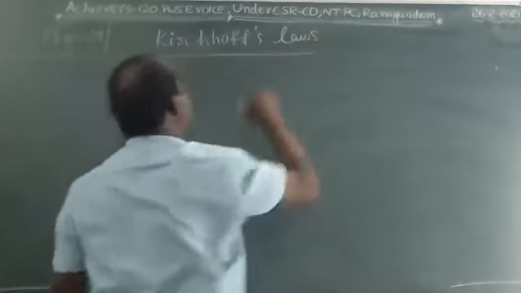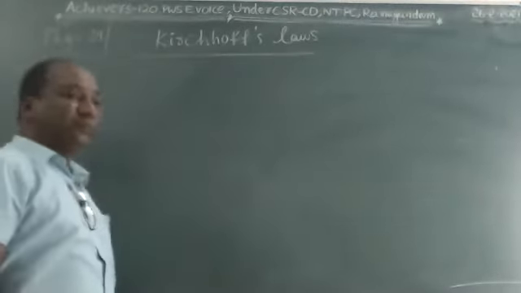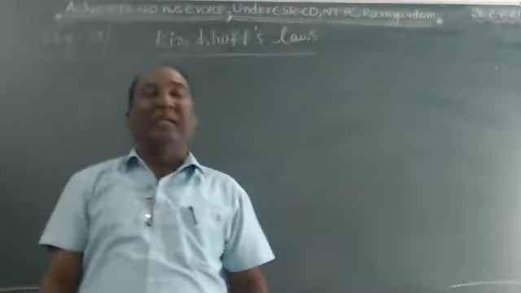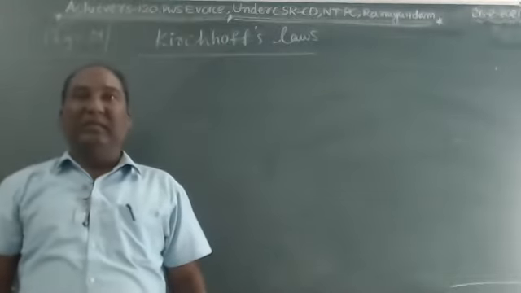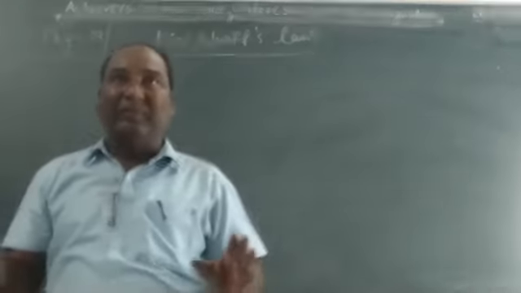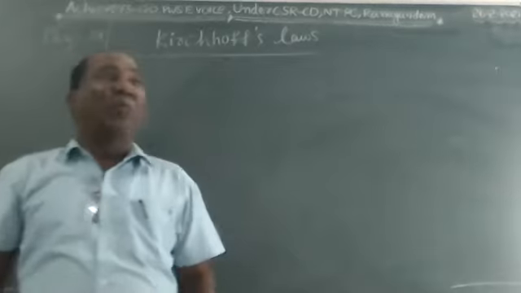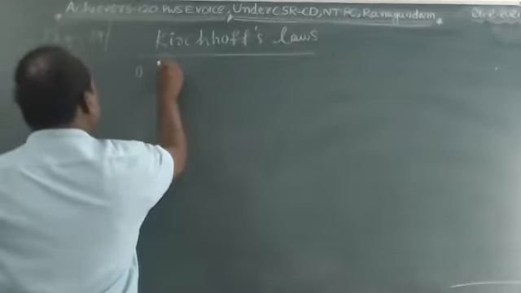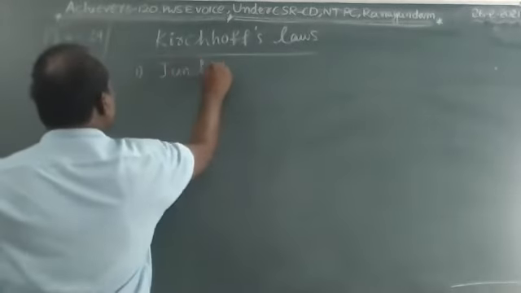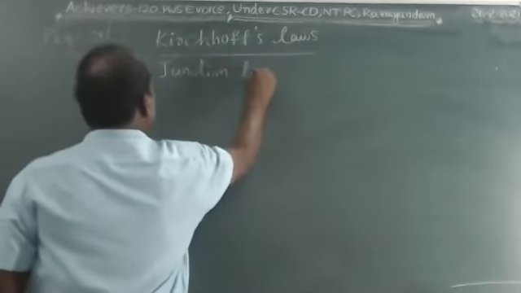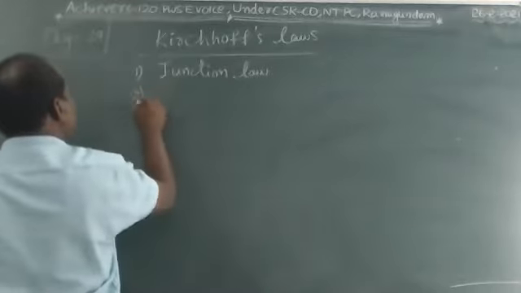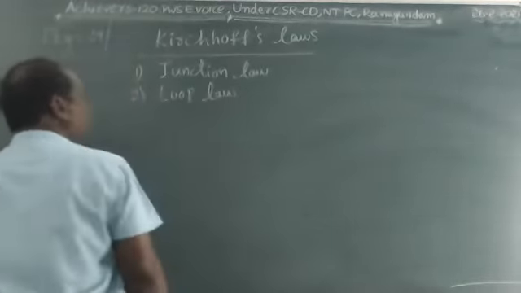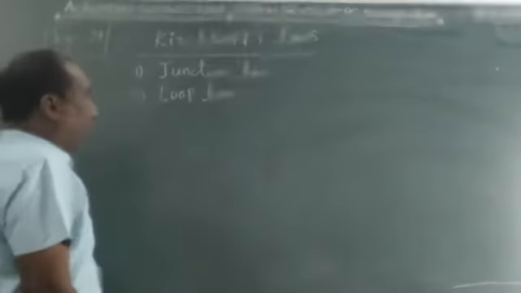Kirchhoff's laws. A simple two rules are called Kirchhoff's laws. What are the two rules? One is the junction law, and the second one is the loop law. Junction law and loop law.